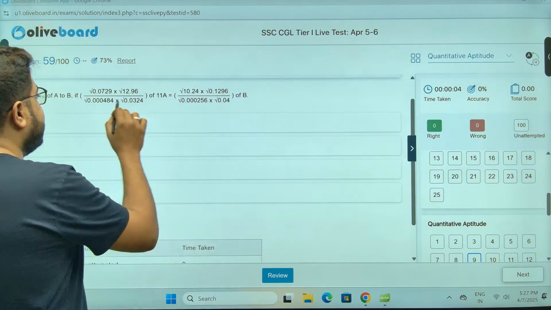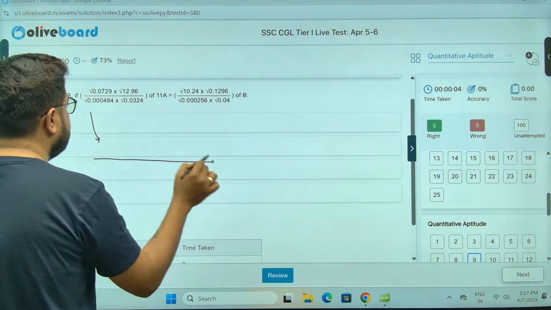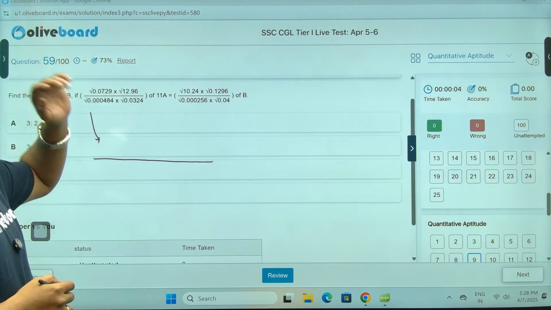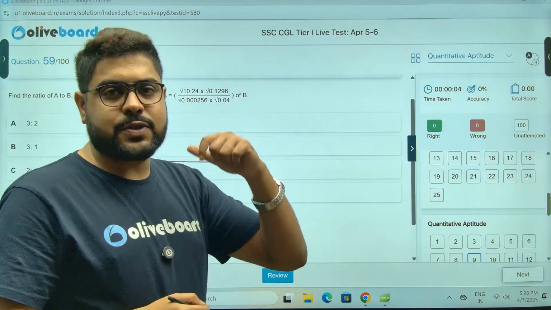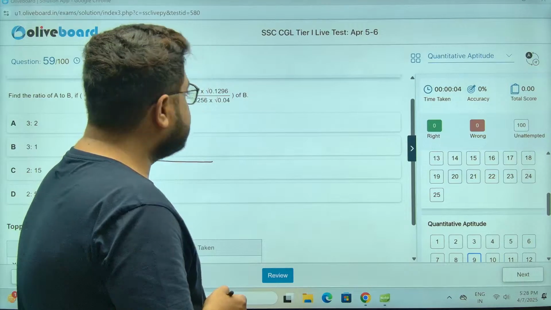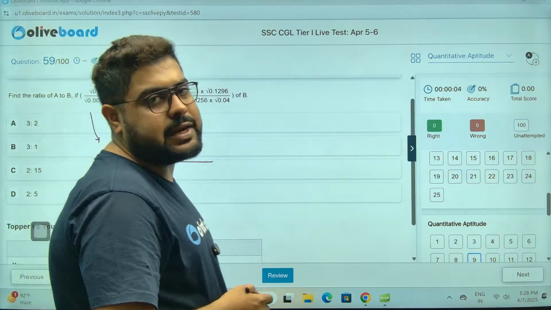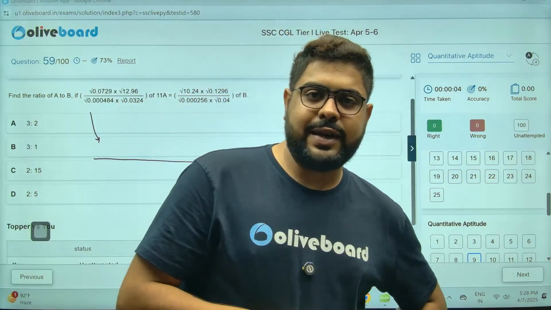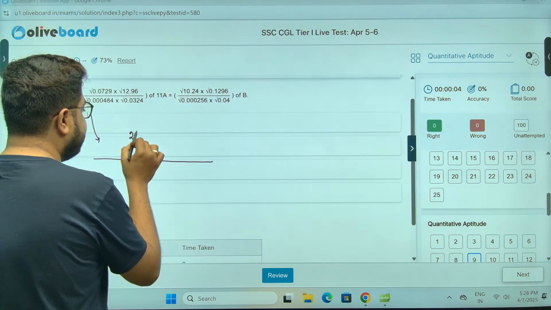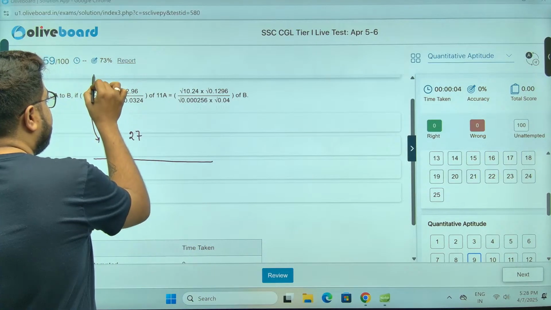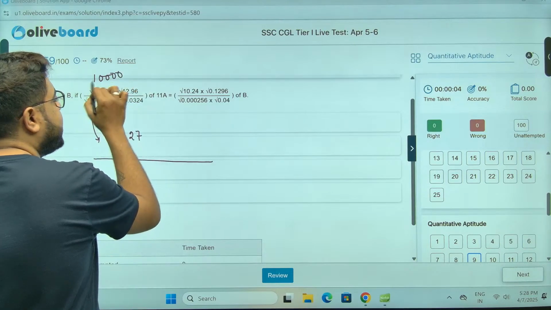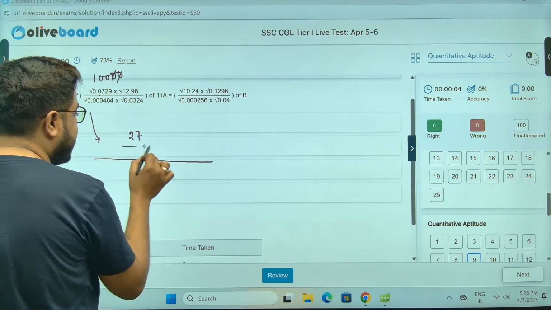So tell me, 729 is the square of what, sir? Square root of 729 is 27. Yes, absolutely, 27. And there are 4 zeros. If you take the square root, 2 zeros will be gone, so this is by 100.